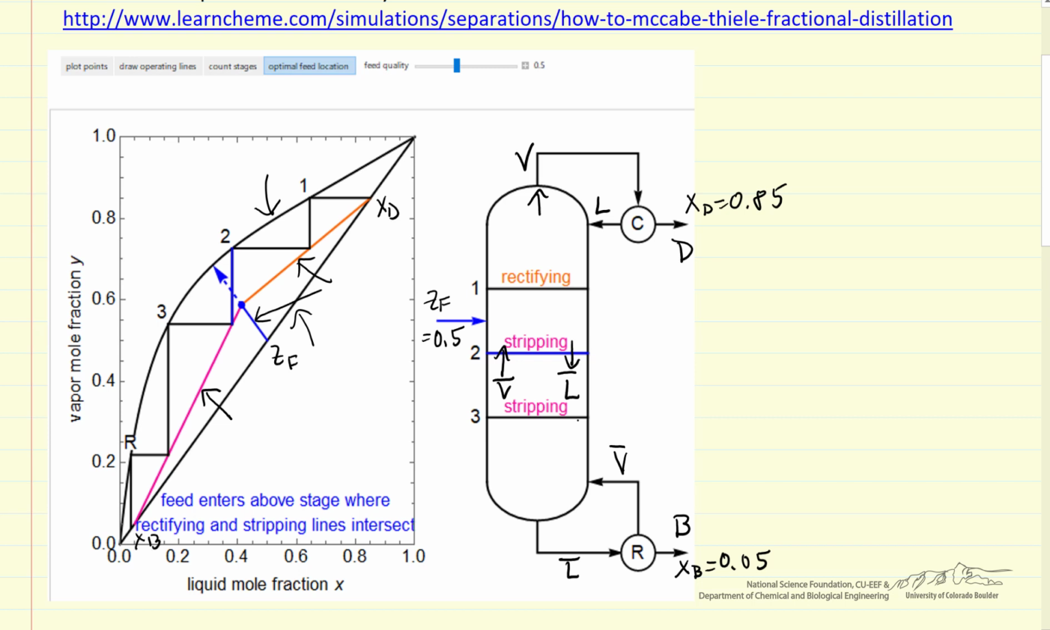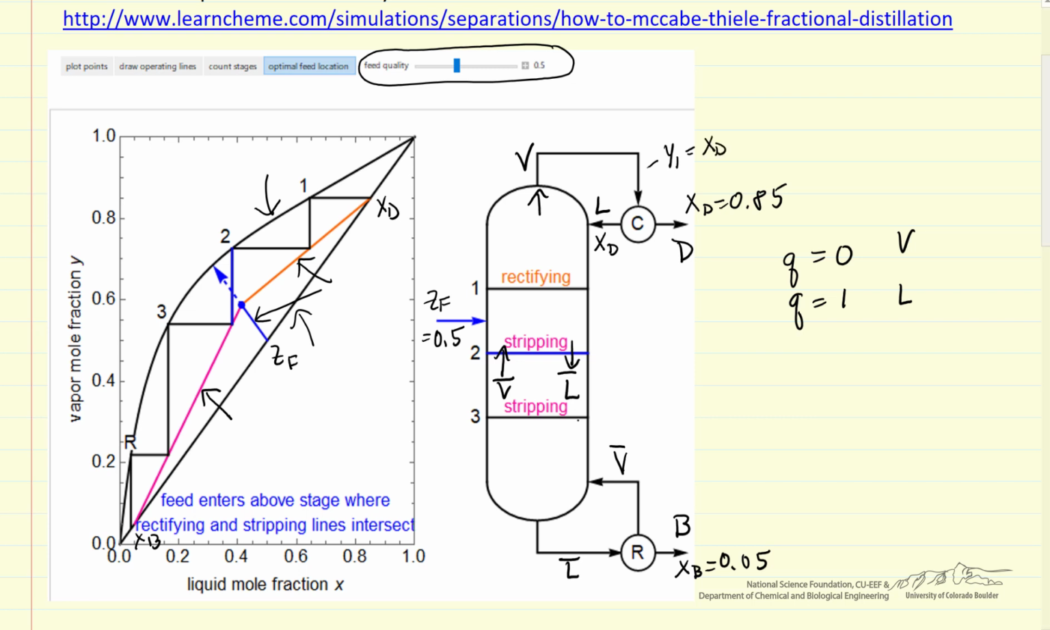And this line's slope is changed by changing the quality. If quality is equal to 0, then that corresponds to a vapor at its dew point, and quality equals 1 means the feed is a liquid at its bubble point. It can be greater than 1, supercooled liquid. It can be less than 0, superheated vapor. This is a total condenser, meaning this Y value, in this case Y1, would also have the same mole fraction as XD.